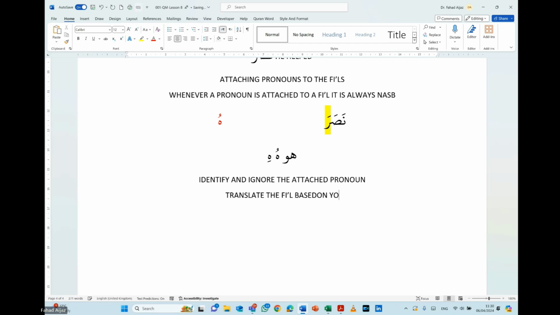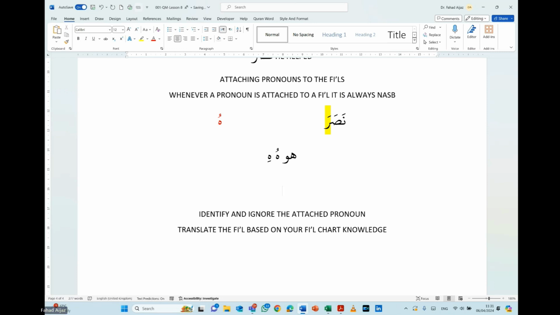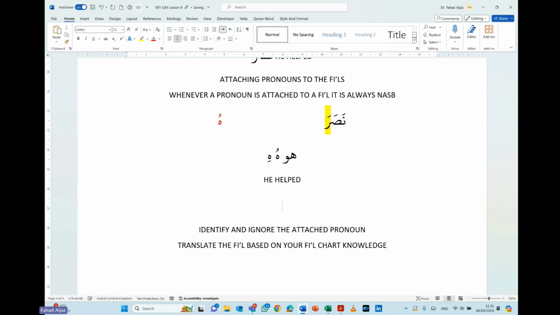based on your fi'l chart knowledge. Right? That's what you do. So what it will become is: he helped. That's what you translate this fi'l to in step number 2. Then what you do in the third step is translate the attached pronoun itself.